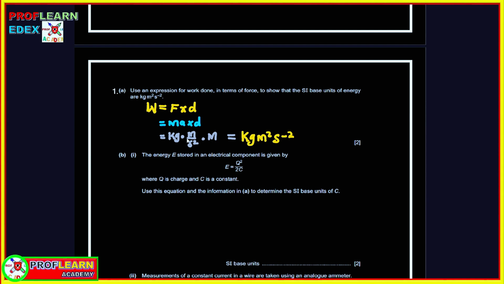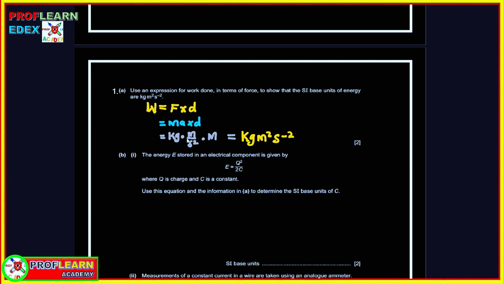Then now we need to move to part B, and in part B we are told that the energy stored in an electrical component is given by E equals Q squared over 2C. Now, in this case, remember that we need to find the SI base unit of C, which is a constant in that case. But 2 is a number, a constant which does not contribute to any unit, because 2 doesn't have any unit, so we are going to disregard it when we are considering the units that we are going to use here.